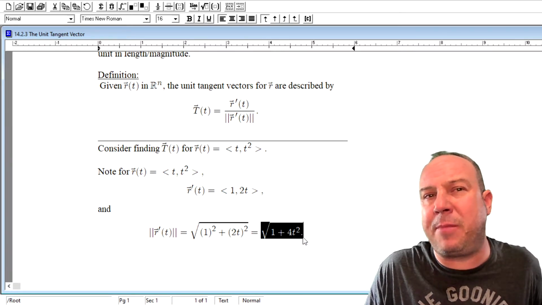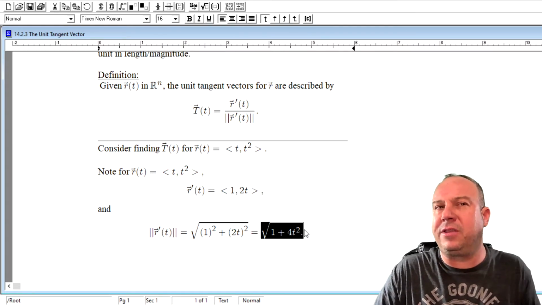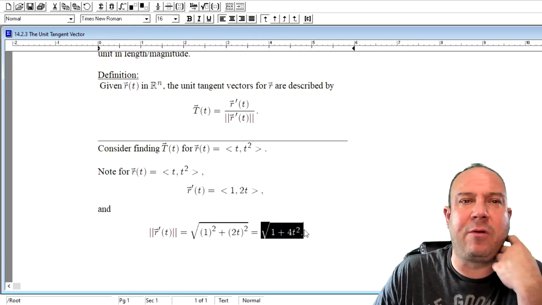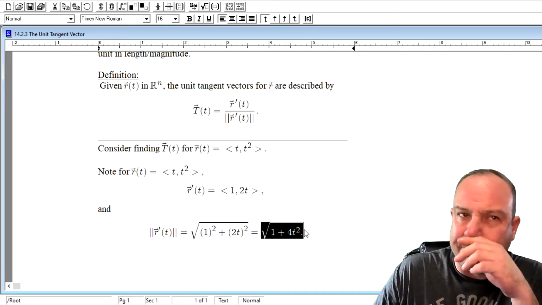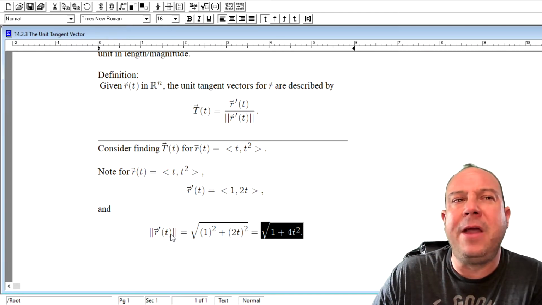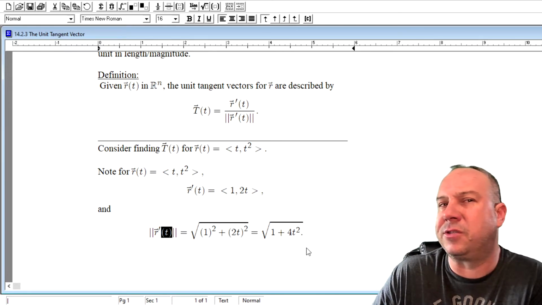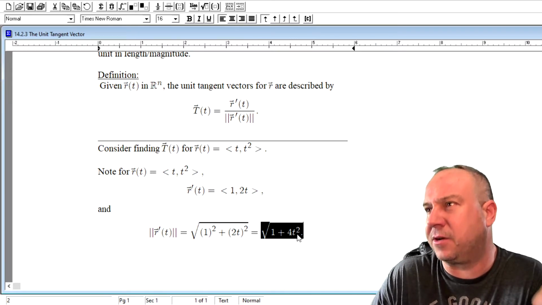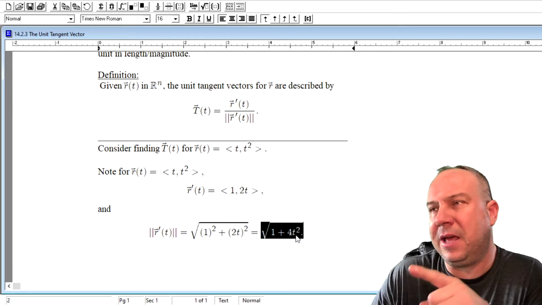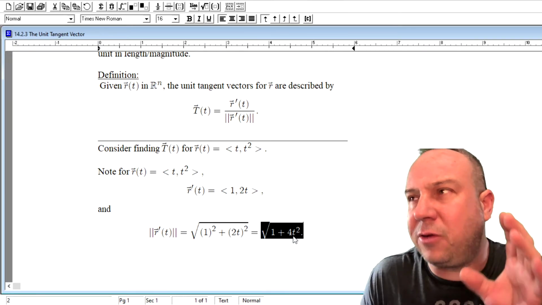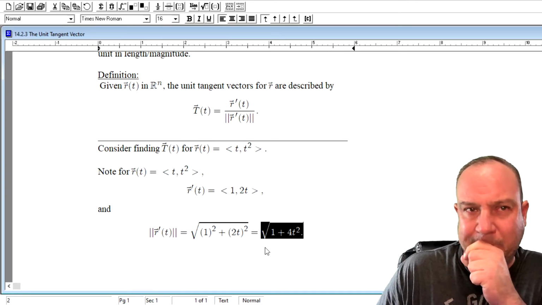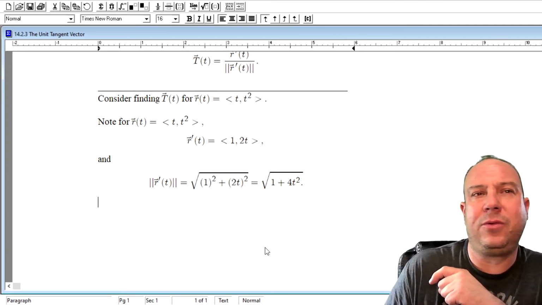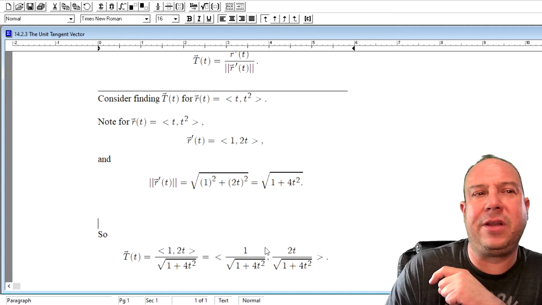And we end up with the magnitude description along this curve r bar prime of t given by the square root of 1 plus 4t squared. If we're at any value of t, we can plug it into this magnitude description to come up with the length of the tangent vector at that value of the parameter t. All right? We'll see that noted here.